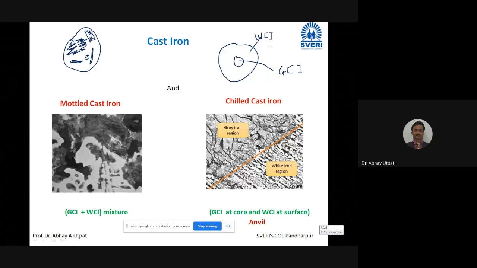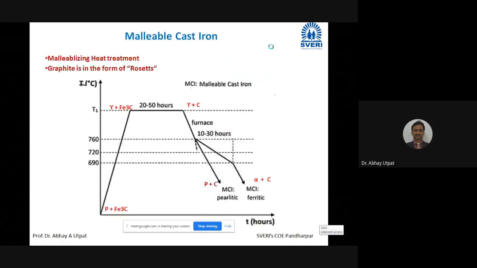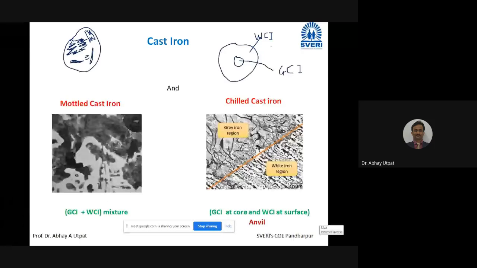Now before we go to the next slide, one important question. The structure of grey cast iron is ferrite plus perlite plus carbon, whereas the white cast iron structure is perlite plus cementite.